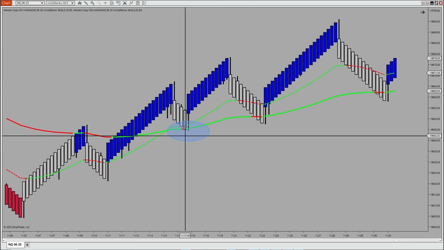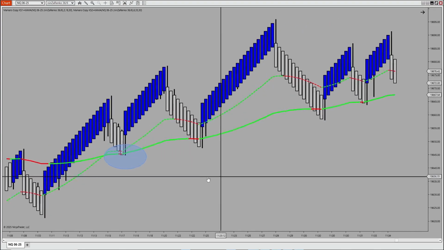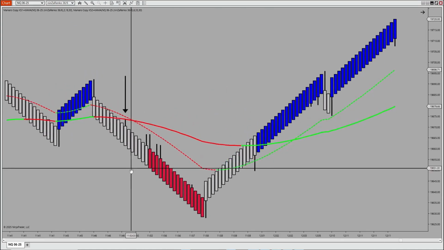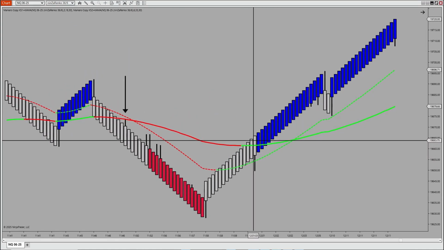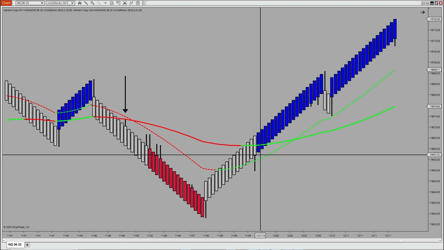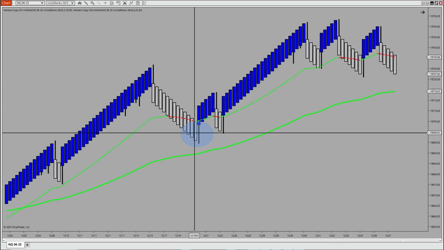Here we have a beautiful setup here. Very nice John Wick to the downside. 1, 2, 3. This could have been a great trade if this wick would have happened one bar over. This one would have worked.